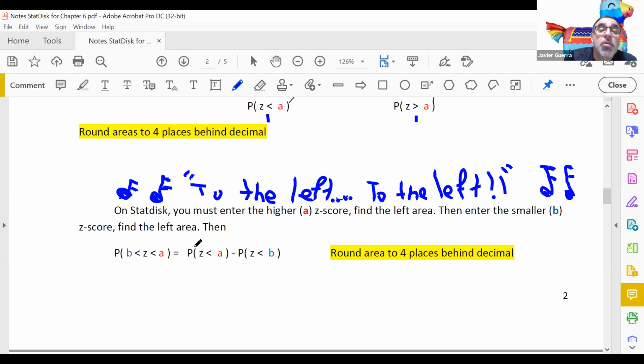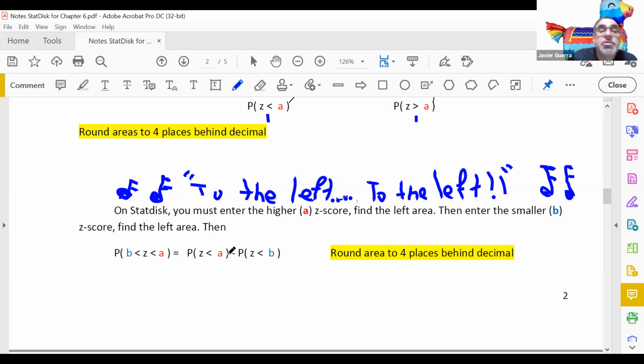Right. So when you all do the in-between, here's what you do. You're going to enter on StatDisk. You're going to do it separately. You have to do the bigger one, because it's like the number line. The number on the left is always going to be smaller than the number on the right. This number is always bigger than this one. It's traditionally supposed to be like that. All the numbers on the left are smaller, and all the numbers on the right are bigger.